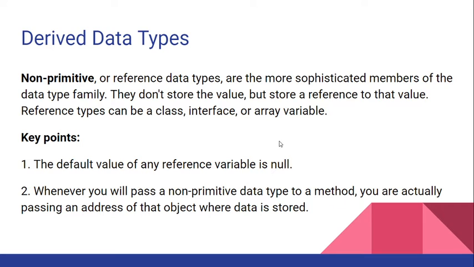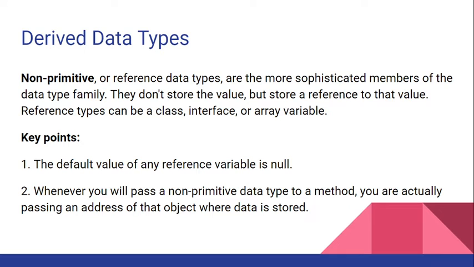Next is derived data types. Derived data types, or non-primitive data types, are also known as reference data types because they don't store the value but a reference to that value. Like an array is a set of values. An array does not store a single value, but it stores a reference to that value. It stores a set of values.